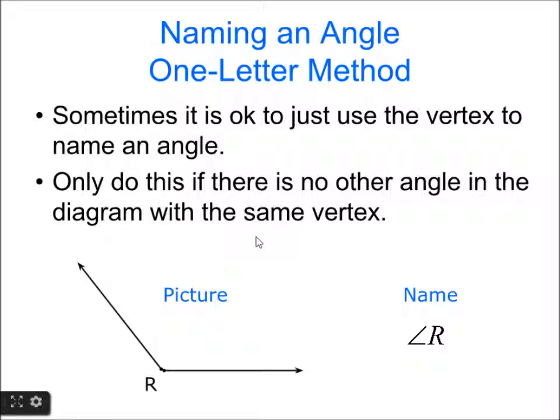Naming an angle, one letter method. If there is no other thing mentioned, we can just name the letter at vertex. So angle R. Even if it is mentioned, we can still denote this angle as the point which is at vertex. So this vertex name is R, so we can just write it as an angle R.